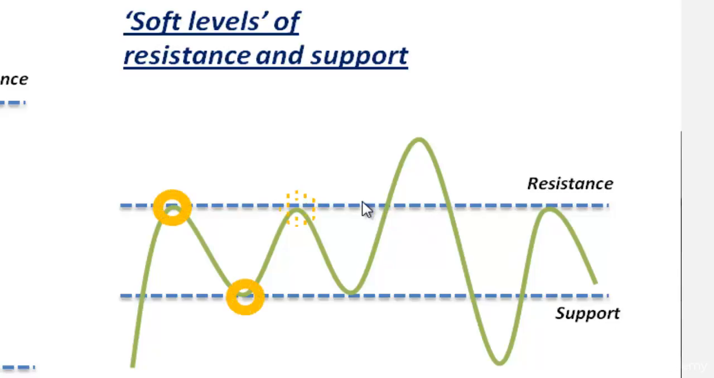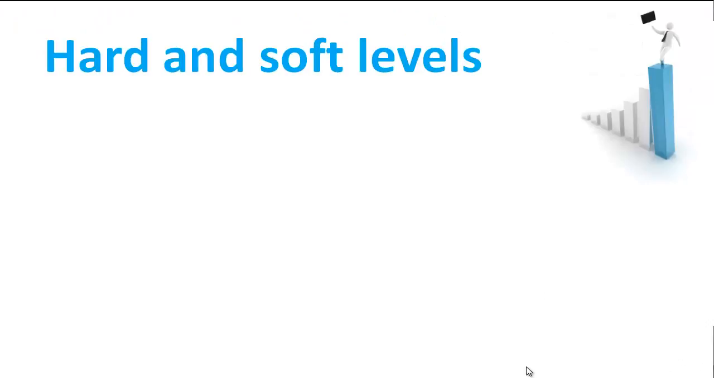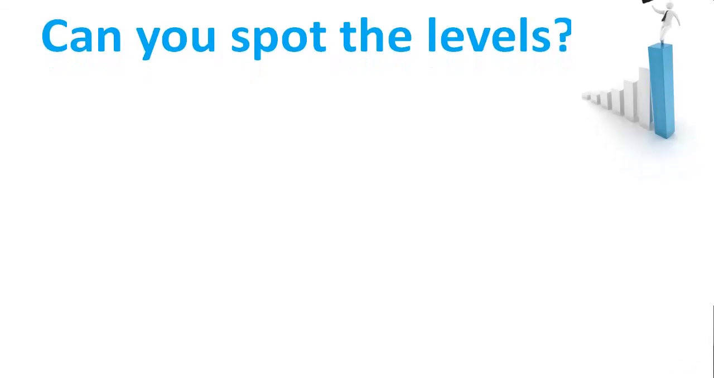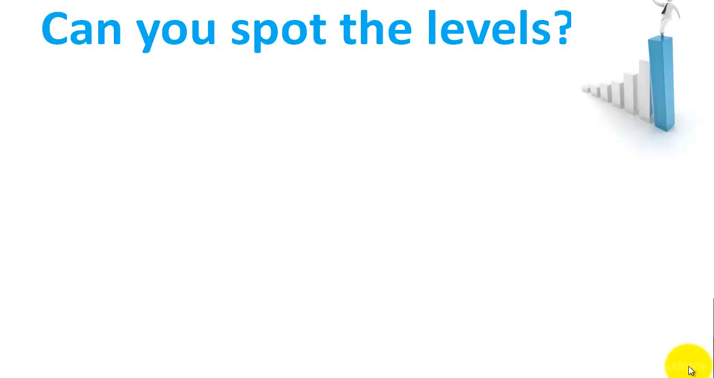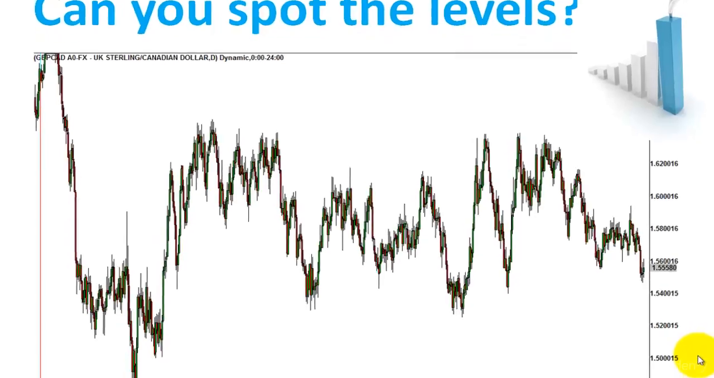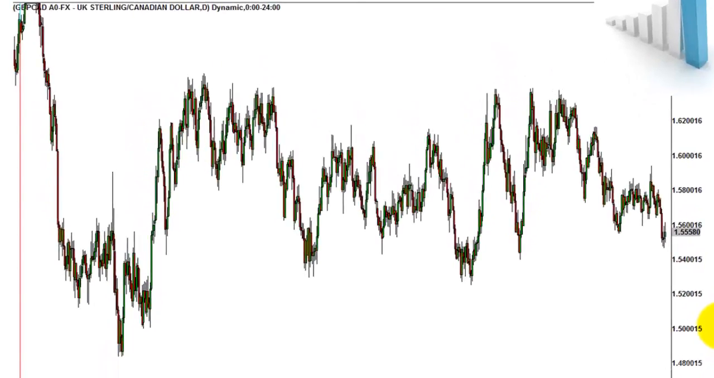This is a soft level of support and resistance in play here. But we'll show you some real life examples, because of course it's all very good showing you perfectly drawn diagrams, but is that real life? Sure enough, the principles are there, but we'd rather show you on the charts now, today, live, happening at this very moment. So we'll just have an exercise for you now. Can you spot the levels? This is pound CAD on the daily, one of our all-time favorites.